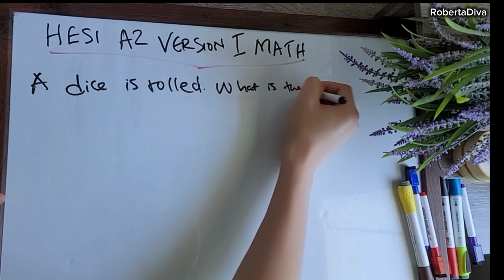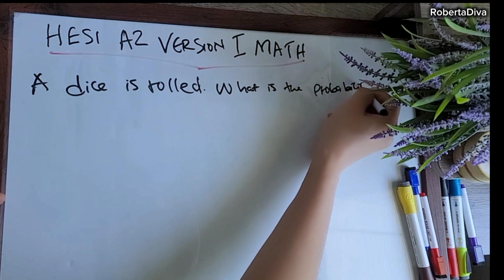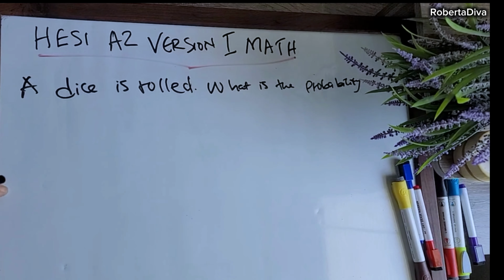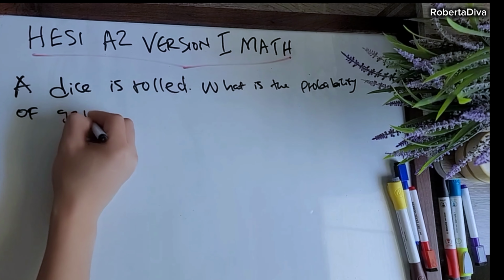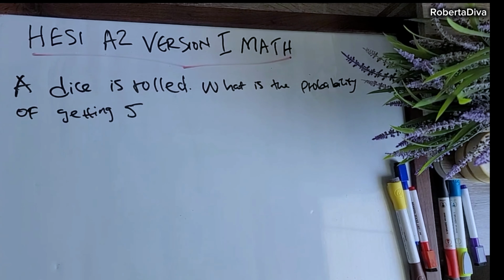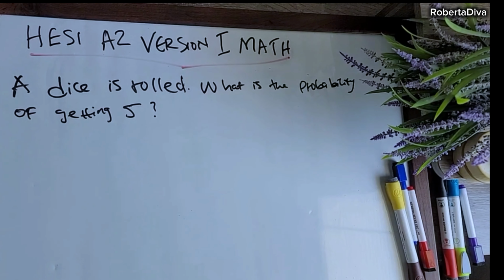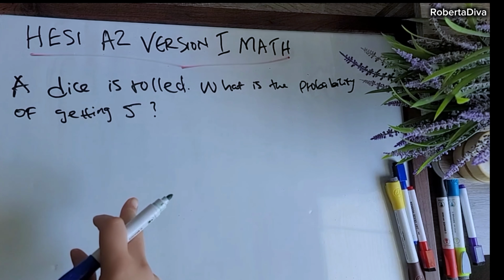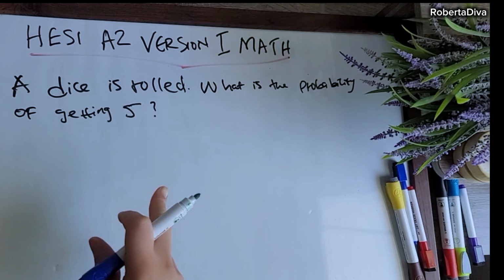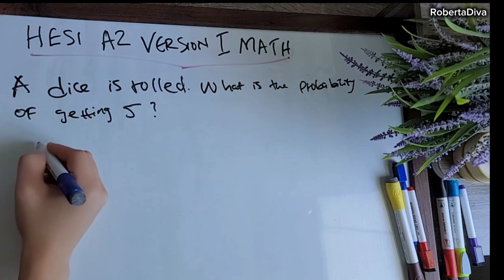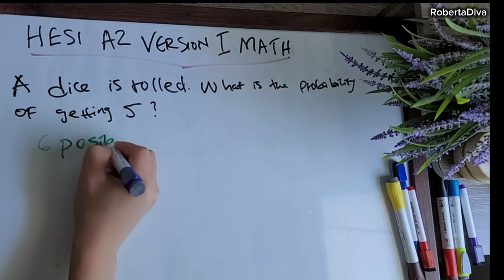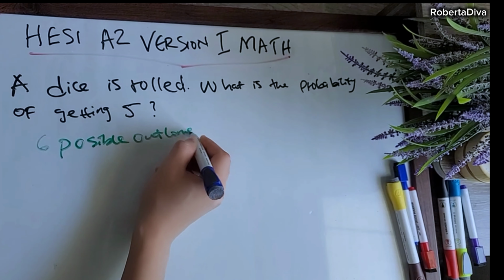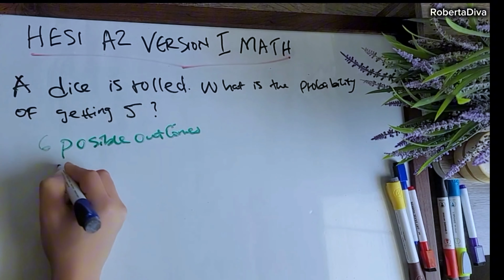Okay, let's try this particular question. Oh, a dice is rolled. What is the probability of getting a 5? Okay, a dice is rolled. What is the probability of getting 5? So remember, in a dice, we have 6 possible outcomes. Alright? 6 possible outcomes from 1 to 6.